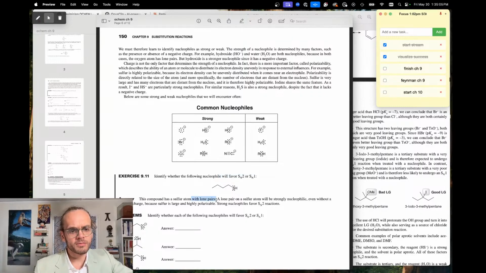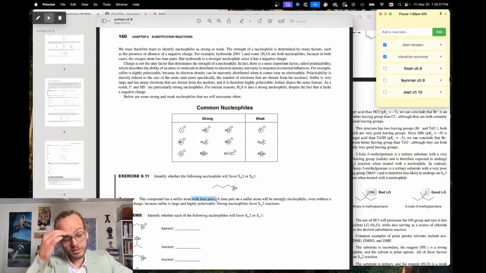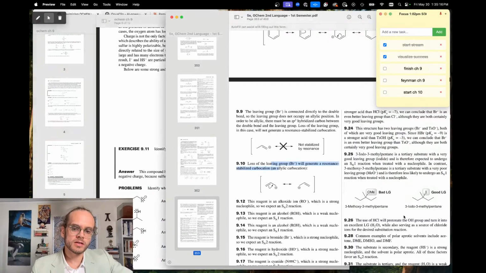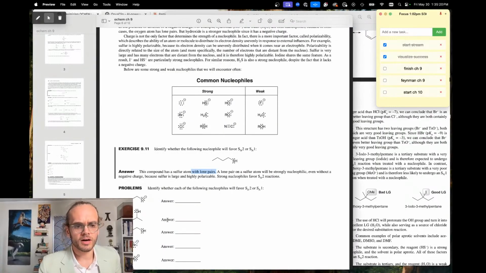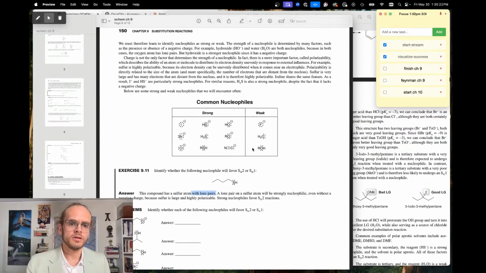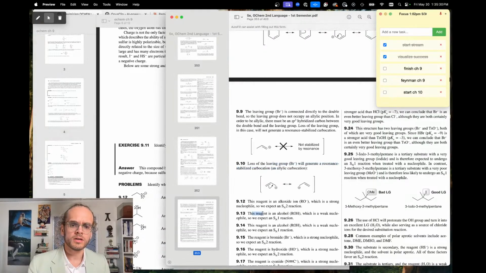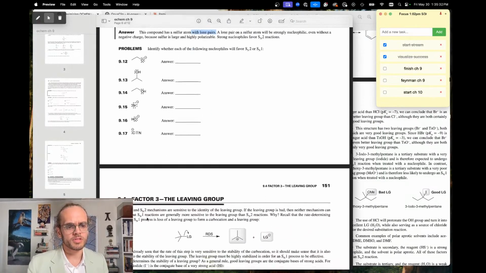It has a sulfur atom with lone pairs. If it's strongly nucleophilic, that favors an SN2 reaction. This is 12, it's SN2. It's a strong nucleophile, RO-. OH is a weak nucleophile, so I assume it's SN1. Yeah, alcohol. Okay, I do remember these ones.